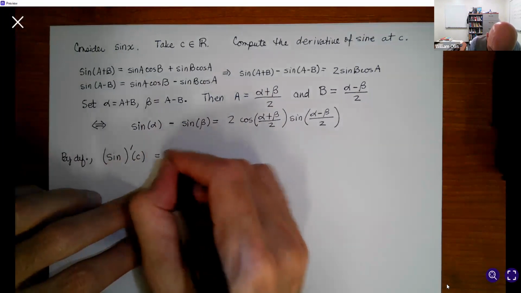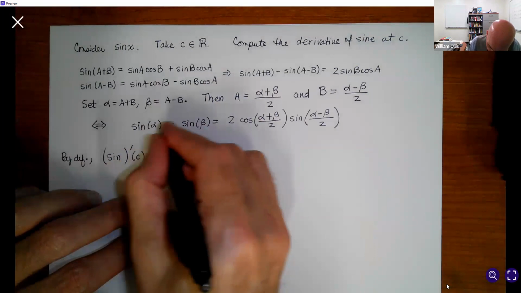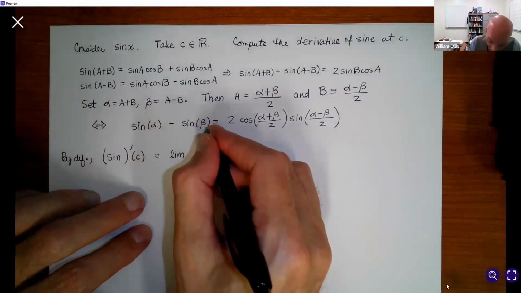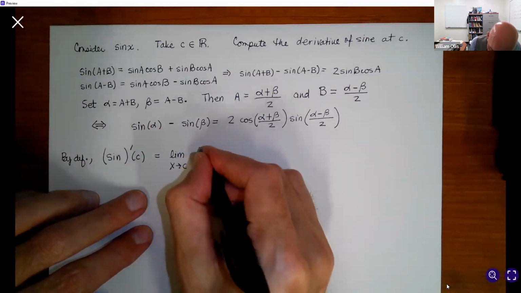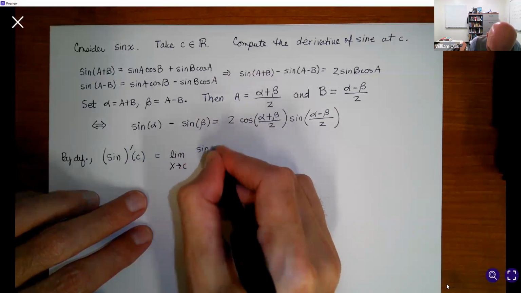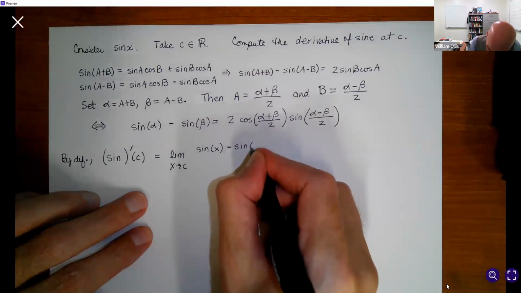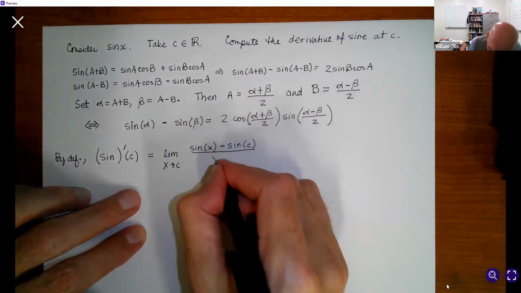Well, this will equal the limit. And of course, now we'll have letters, so we'll replace alpha with x and beta with c. So the limit as x approaches c of sine of x minus sine of c, divided by x minus c.